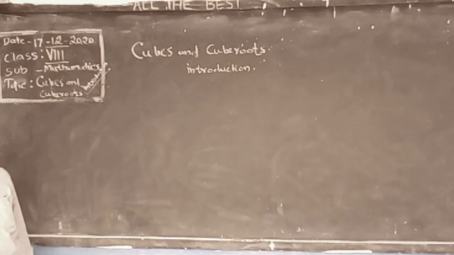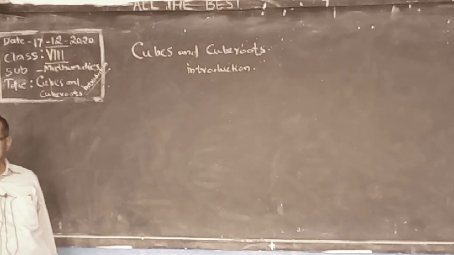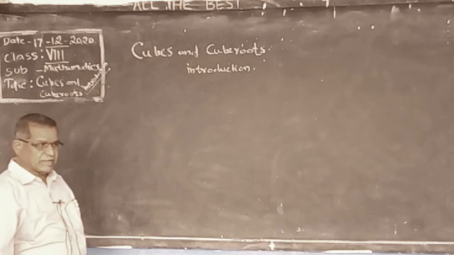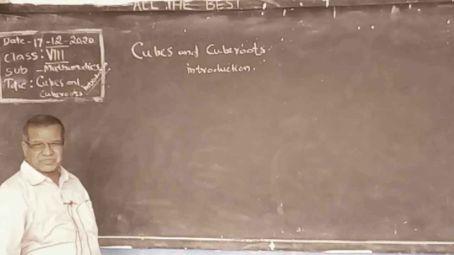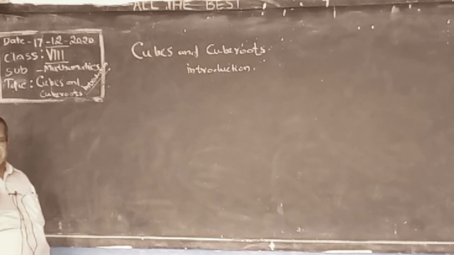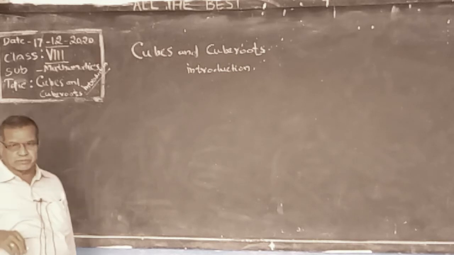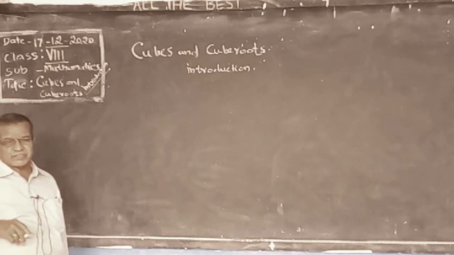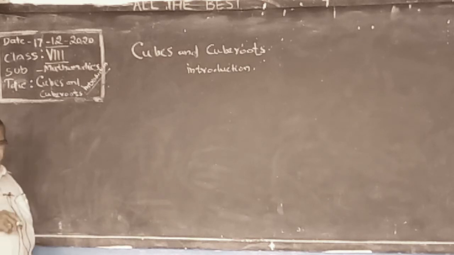In previous classes we learned about squares and square roots. In squares, we first learned in the introduction class the squares of the first 30 natural numbers: 1 squared, 2 squared, 3 squared, 4 squared, 5 squared, 6 squared, like that, and their square roots.